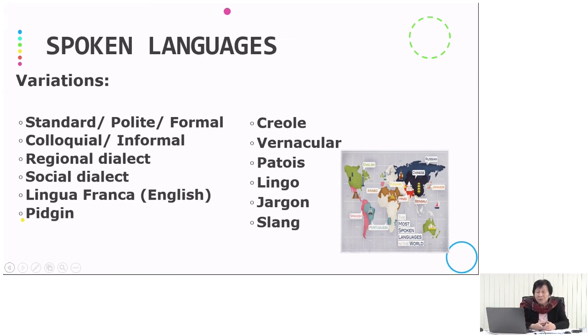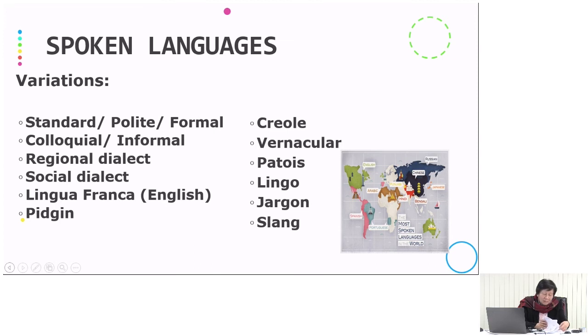You probably heard about Creole, vernacular, patois, lingo, jargon, slang. Okay, so what does it mean? Can you tell? I think you probably studied Introduction to Linguistics before, and you probably know about this kind of variation of the spoken form. What does it mean by Creole spoken language? Can you explain that?